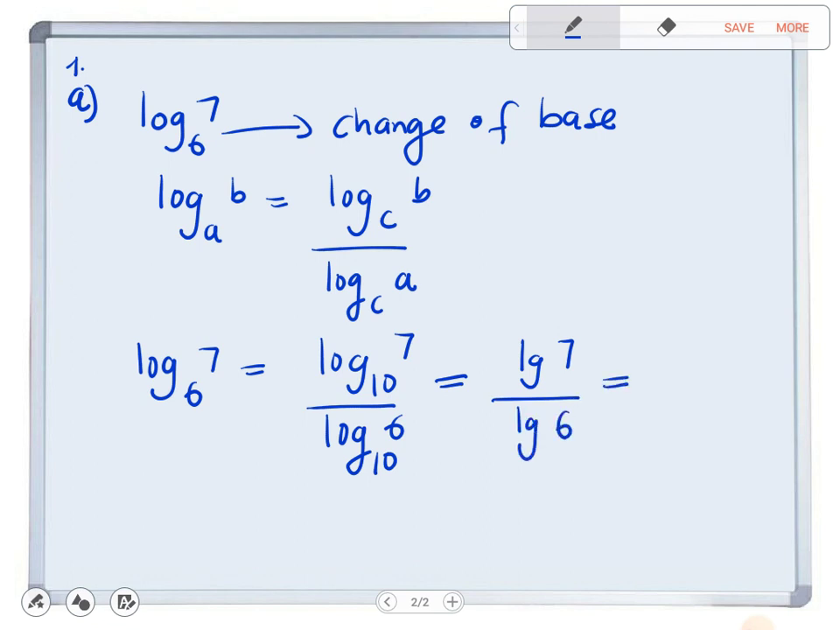This log base 10 is just called lg, so we have lg 7 over lg 6, and you can punch it on the calculator. You can also use ln: ln 7 over ln 6. You should get something like 1.09 when you round it off. So instead of writing log base 10, just write lg 7, or the natural logarithm, ln.